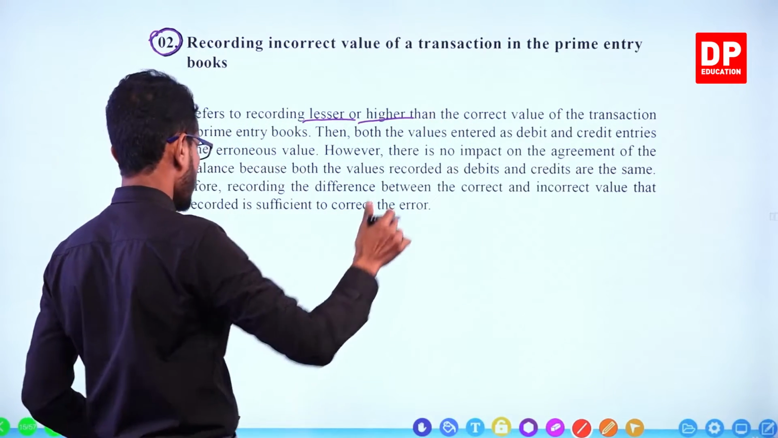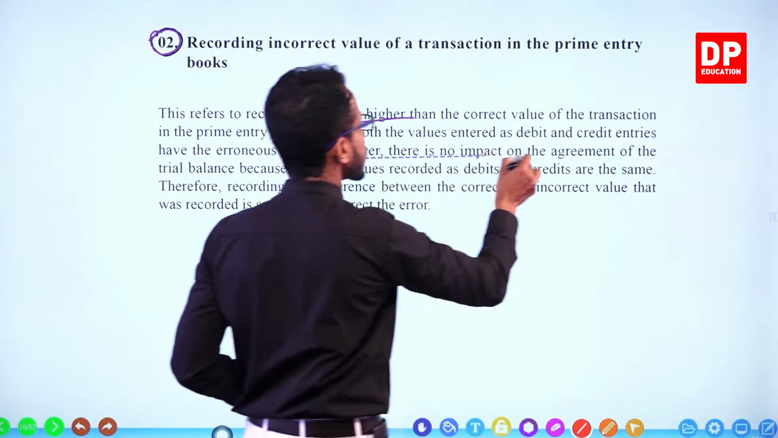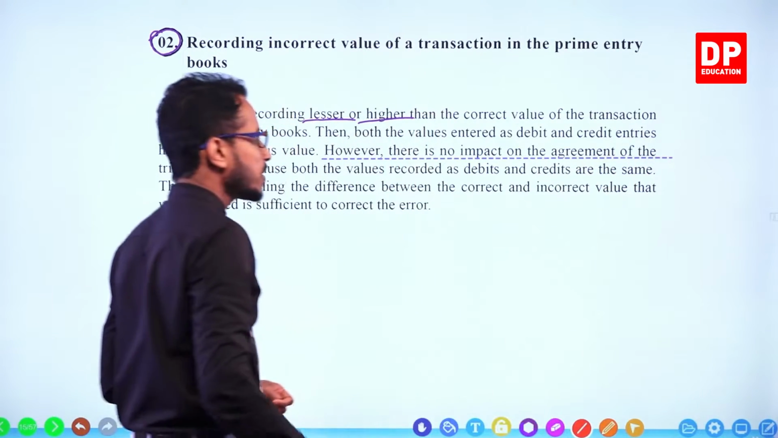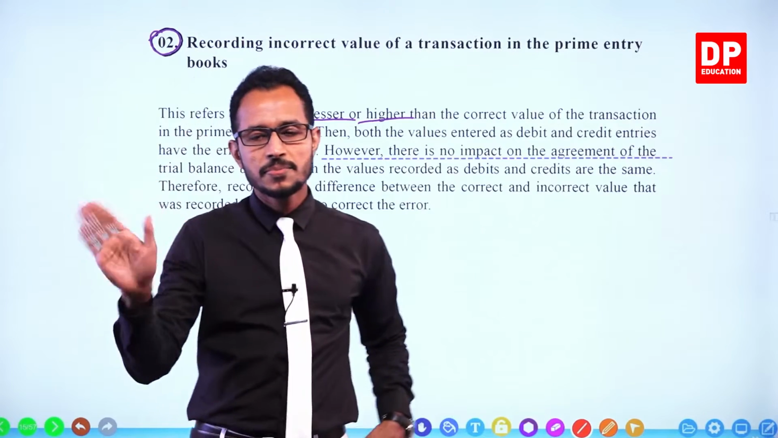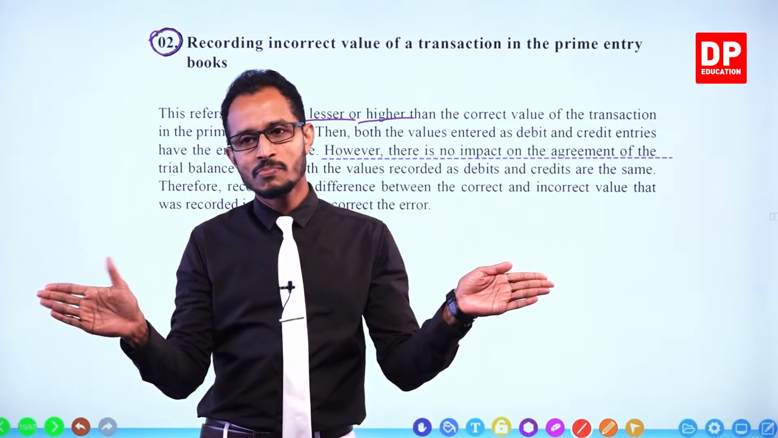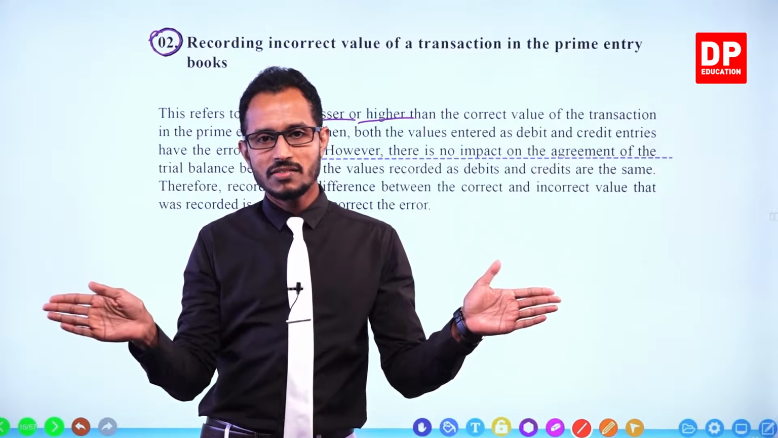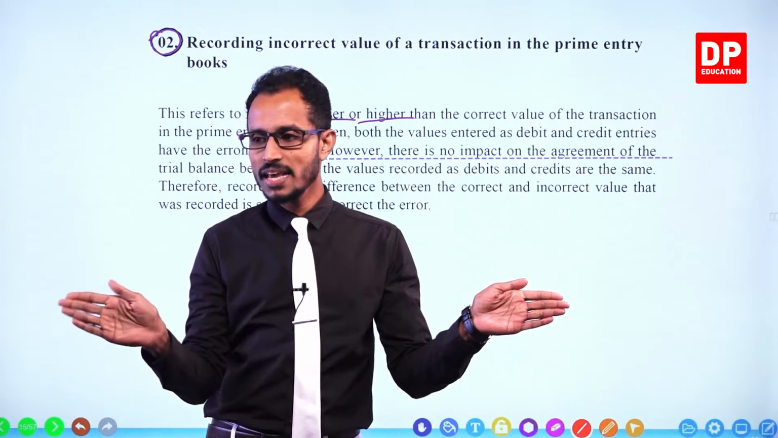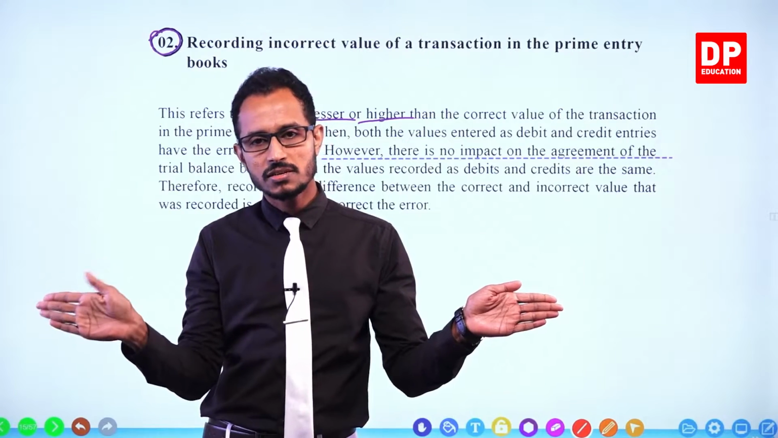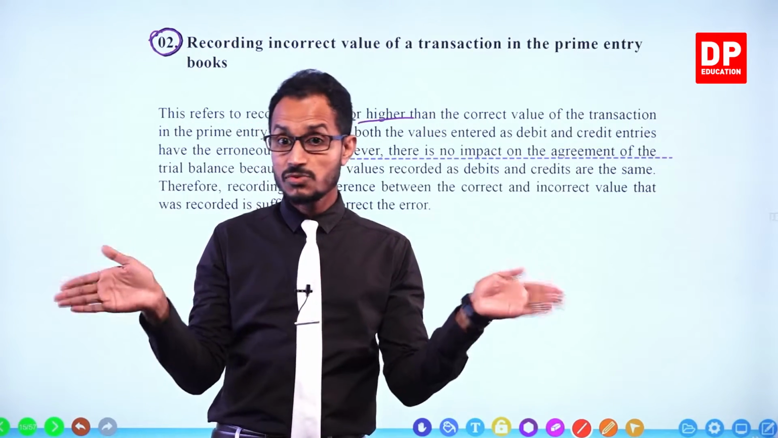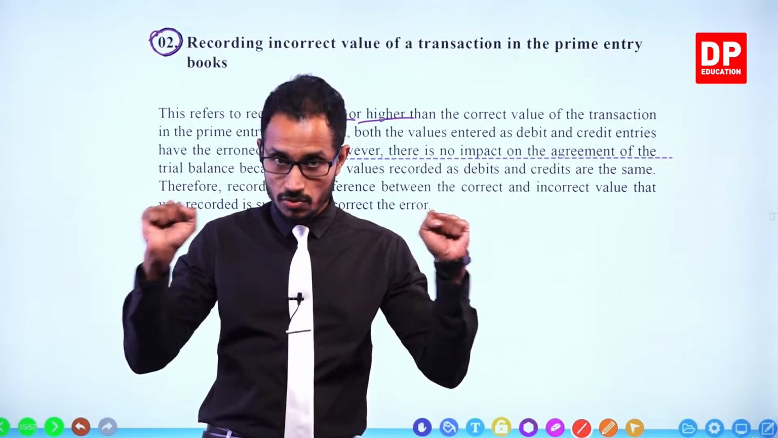Why? Because both the debit and credit values are the same. So the trial balance balances. But these values are wrong.